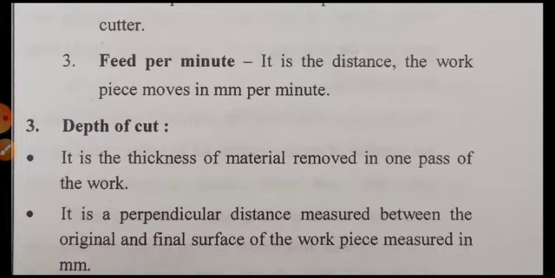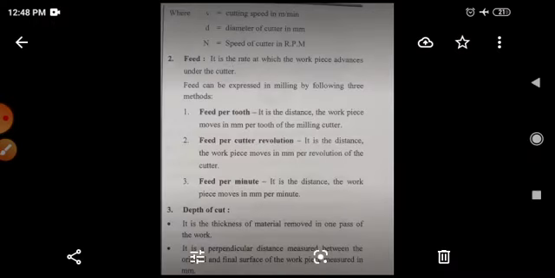Then depth of cut. It is the thickness of material removed in one pass of the workpiece. It is the perpendicular distance measured between the original and final surface of the workpiece, measured in millimeters. Got this? Feed and depth of cut. All these cutting parameters you should vary to get the required shape, surface finish and accuracy of the workpiece surface.